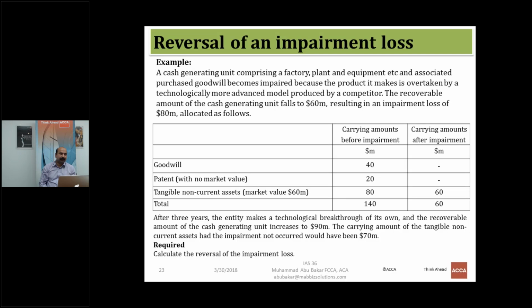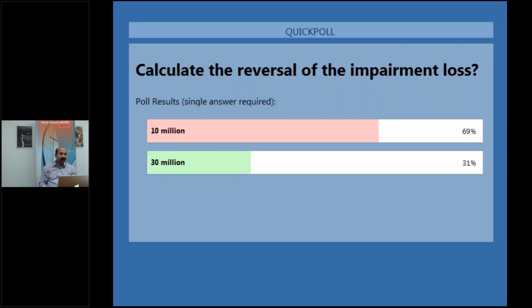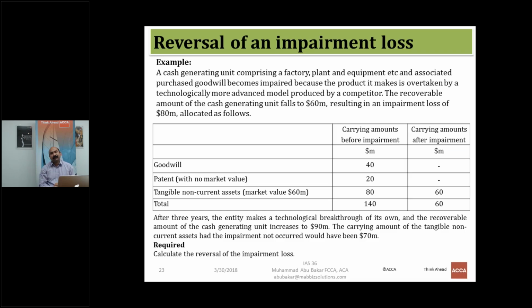69% of people are saying 10 million, while 31% are saying 30 million. So 69% are saying 10 million. 69% are correct.